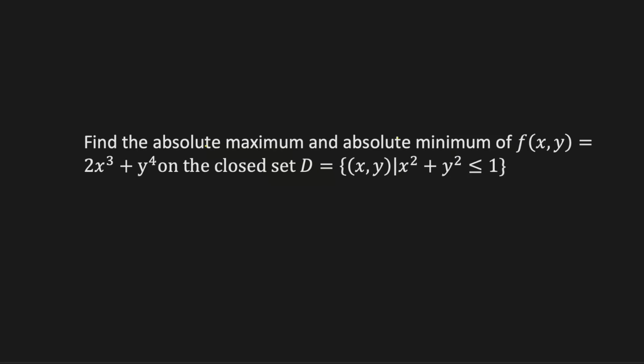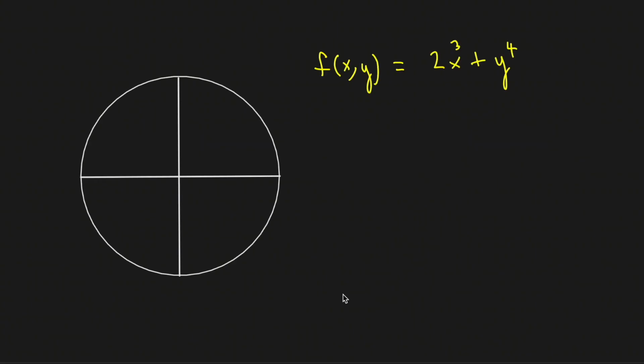So we're finding the absolute maximum and absolute minimum of this function, a function of two variables, on the closed disk. It's basically the unit circle that's filled in. So to find the absolute max and absolute minimum, we'll first find the critical values and then we'll check the boundary of the region. Critical points are points where the partial derivatives are both equal to 0 or one of them is undefined. So let's find the partial derivatives of this function.